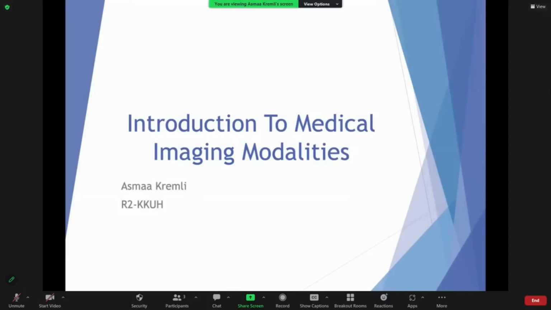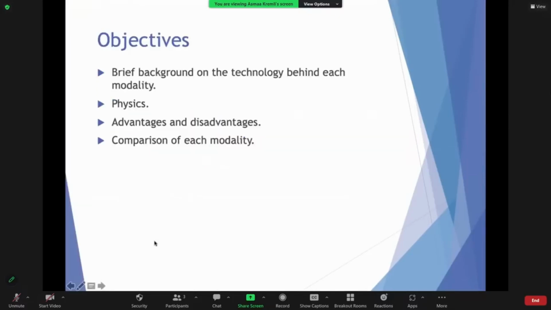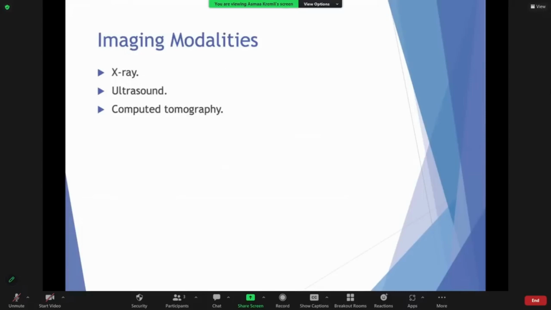Today, we will talk about Introduction to Medical Imaging Modalities. Our objectives from this session: we will talk about a brief background on the technology behind each modality and a little bit of physics, with the advantages and disadvantages of each modality, with a comparison in the end, inshallah. So the imaging modalities that I will talk about today will be the X-ray or radiograph, ultrasound, and then the computed tomography or CT.